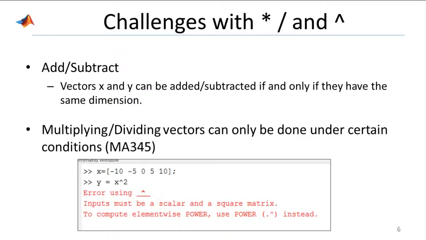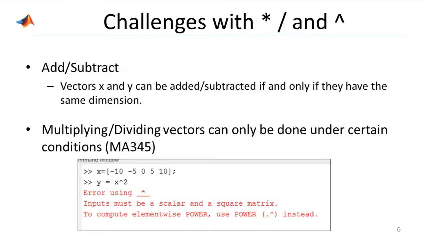Multiplying and dividing vectors, however, can only be done under certain conditions, and that's MA345. Since this is more for a freshman level, that's not exactly what we're trying to do. For example, if I wanted to plot x squared, following the same process as the example before, it would make sense that I define my x's, and then I square it.